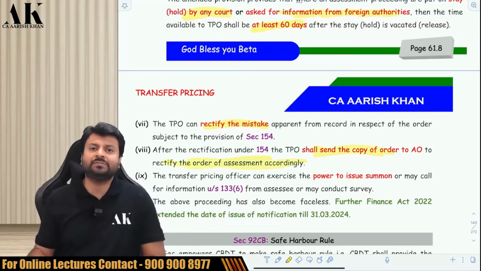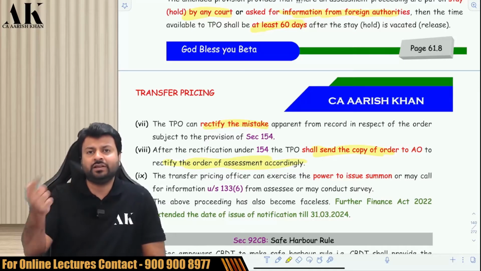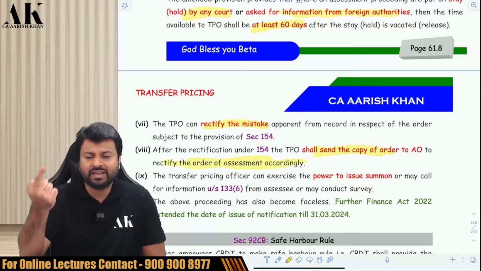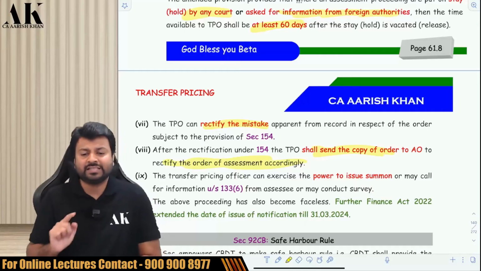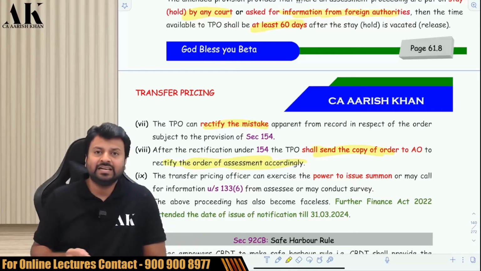Rectify the order of assessment, because if the TPO has made a mistake, then even the AO would have made a mistake. So in that case, even the AO has to what? Rectify the assessment order immediately. Next. Does the TPO have any powers?